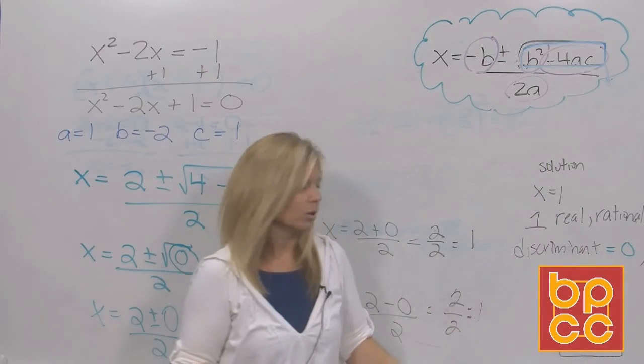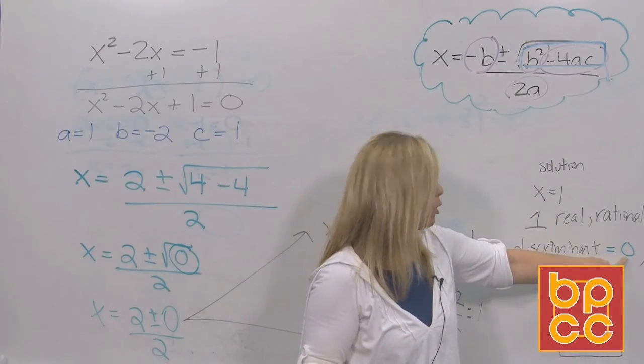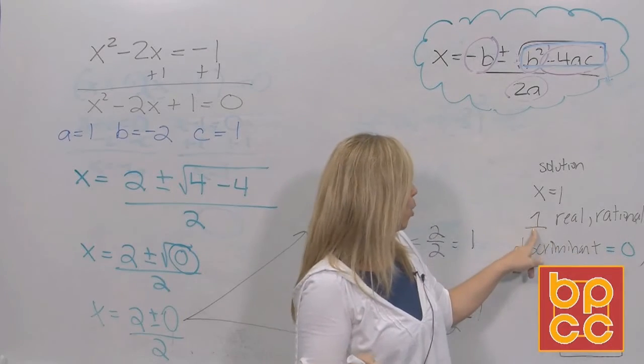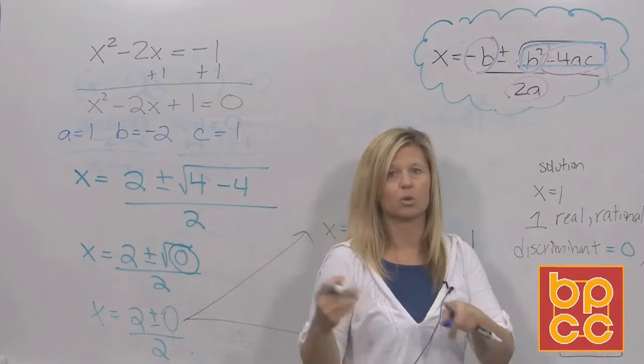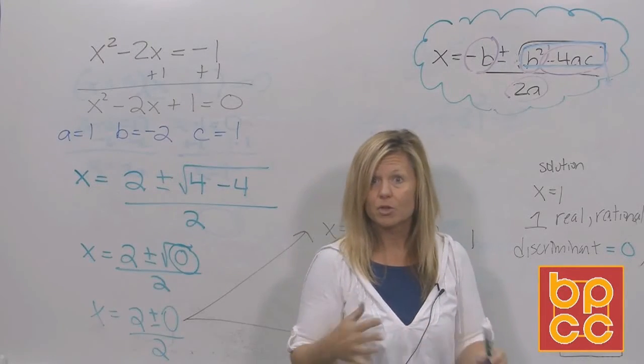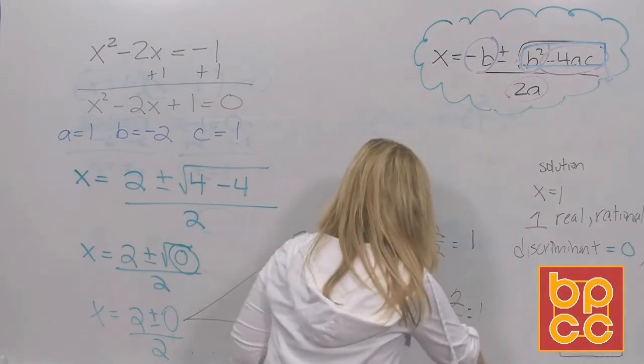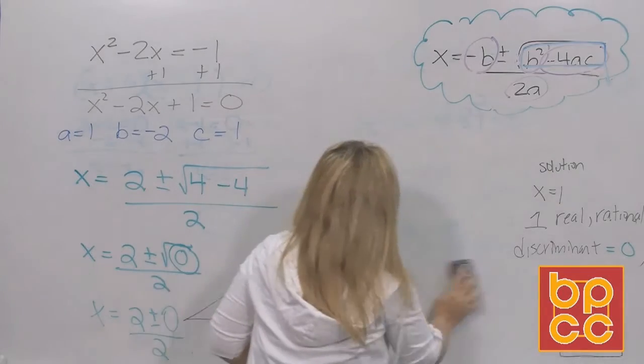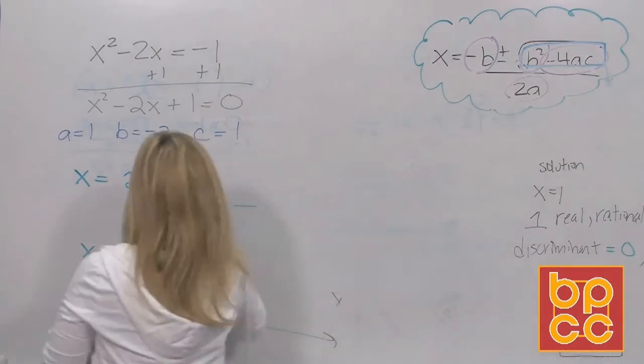And that's a rule. If the discriminant is 0, you will always get 1 answer that's real and rational. So instead of getting 2, you'll get 1. All right? So far, so good? Let's try our third one. All right, so let's erase.